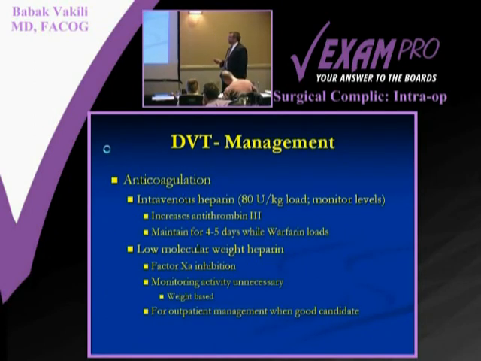How do you manage DVT? Anticoagulation. Intravenous heparin is what you start with. You can use low molecular weight heparin as well. No right answer there. You can go either way. They're not going to make you choose between the two because they're both right. You usually do that until you load up Coumadin. The nice thing about low molecular weight heparin is it's weight-based.